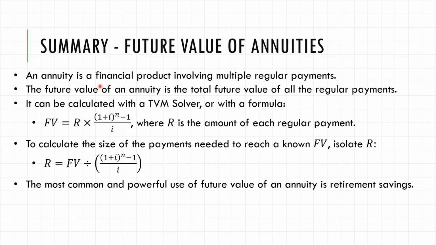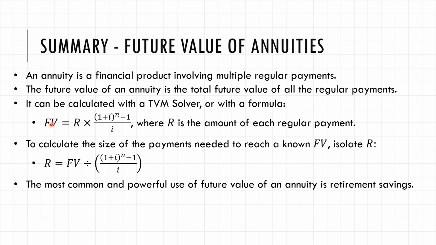So, an annuity is a financial product. It involves multiple regular payments. And what does it mean to find the future value of an annuity? It's the total future value of all of these regular investments. And you can use a TVM solver to find out the total future value, or there's actually a formula you can use instead. So the formula is over here.